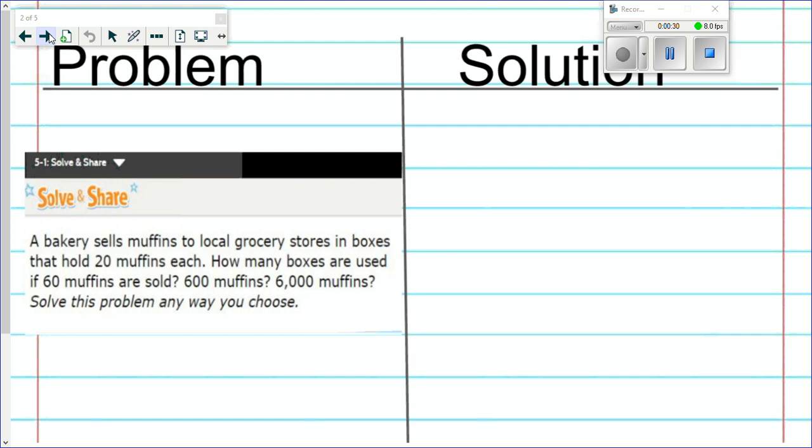Our problem says a bakery sells muffins to local grocery stores in boxes that hold 20 muffins each. How many boxes are used if 60 muffins are sold, 600 muffins are sold, or 6,000 muffins are sold? Solve this problem any way that you choose. Well, the first thing we're going to do is use cubes to help us understand the problem.